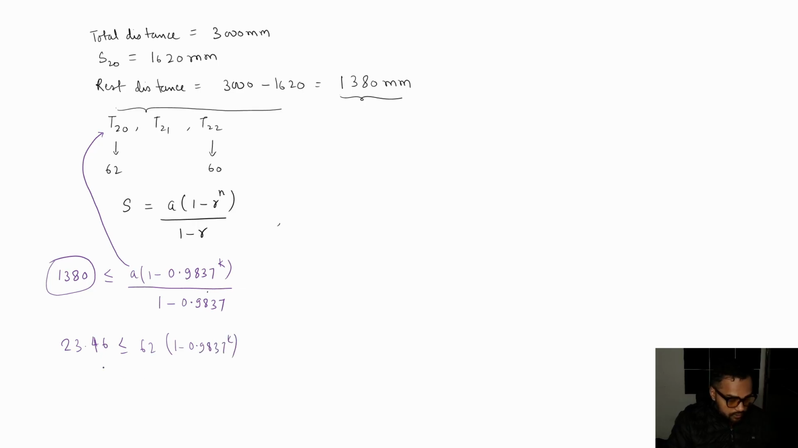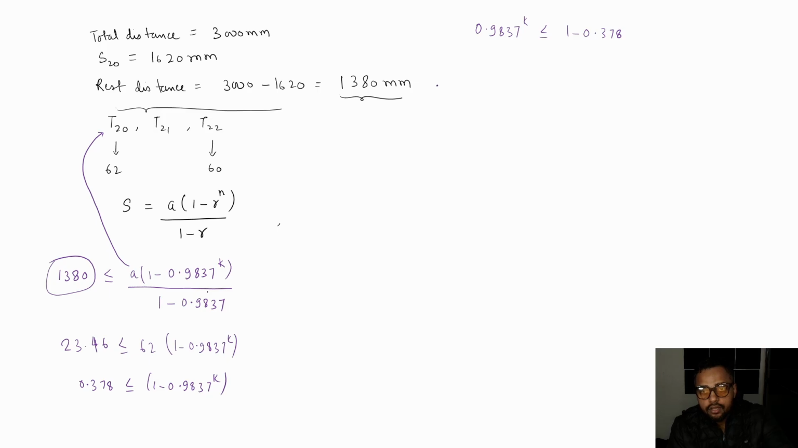Okay, so we need to further calculate it, so we'll be getting the values here, 62. So we are getting 0.378 on transposing this value here. So we'll be writing it as 1.378 less than or equal to 1 − 0.9837 raised to the power k. On solving it further, we will be transposing 0.9837 to the left hand side. So what we'll be getting here is 0.9837 raised to the power k is less than or equal to 1 − 0.378.